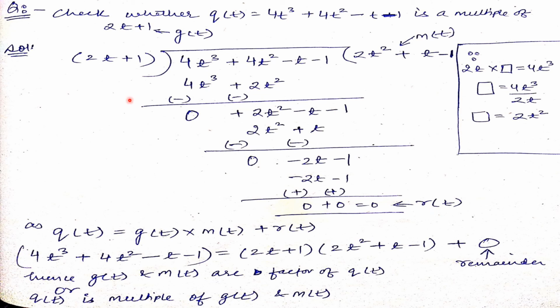So we can say this 2t plus 1, which was the divisor, is a factor of this polynomial. Or we can say this polynomial is a multiple of 2t plus 1. So we have checked and it is correct. Okay, you may write this down as the remainder is 0, therefore it is correct. Now you may pause it and write it down.